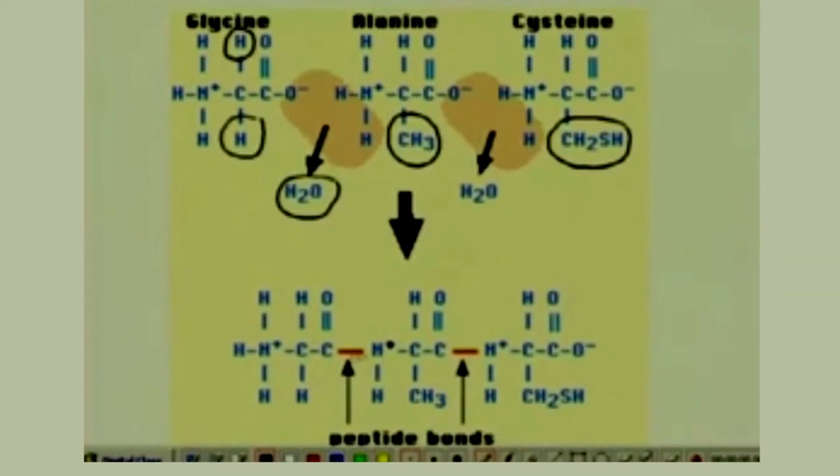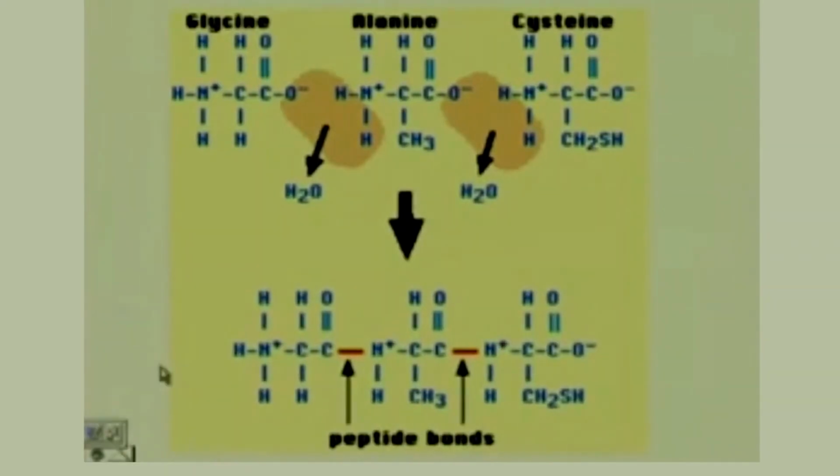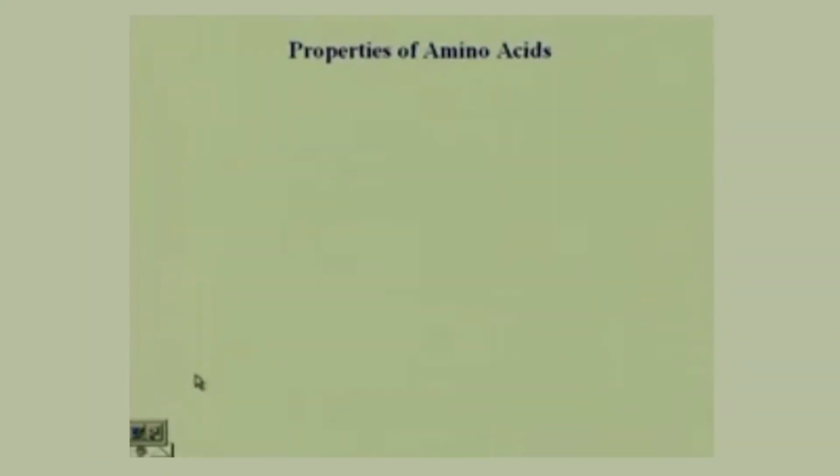So, we have a C double bond O N H, a C double bond O N H. So, in the formation of our tripeptide, we have glycine, alanine, cysteine. We can go on to form other peptide linkages.